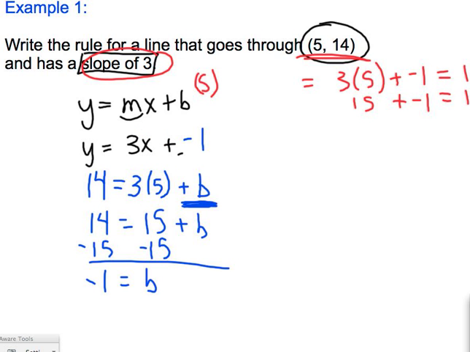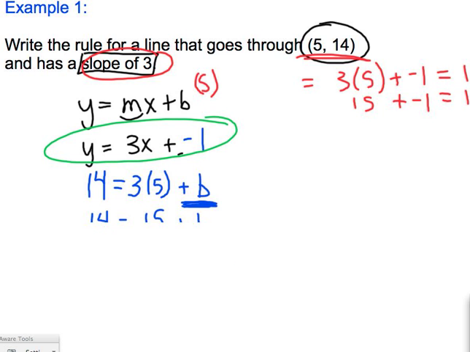So this rule works for both requirements. It has a slope of 3, and it goes through the point 5, 14, because when I plug in 5, I get an answer of 14. So this is the rule for my line. The rule is y equals 3x plus -1.